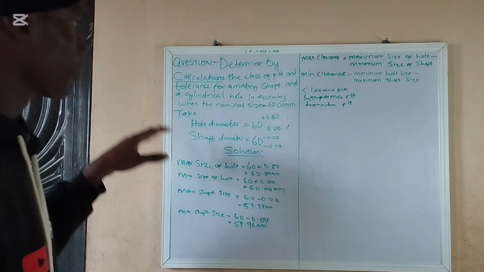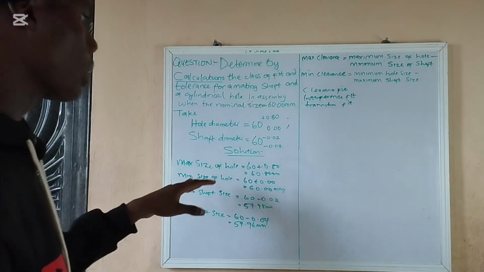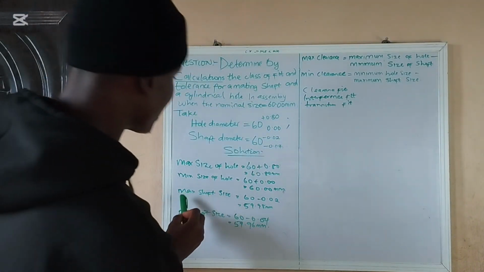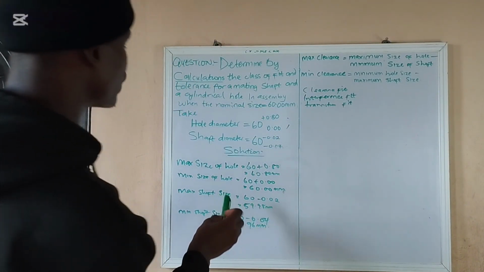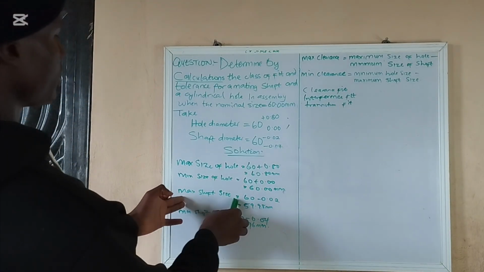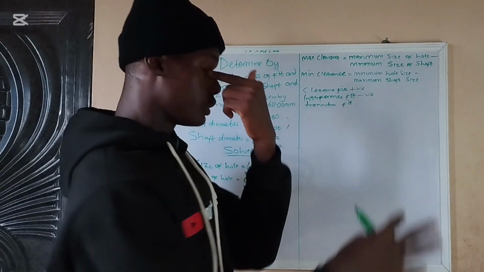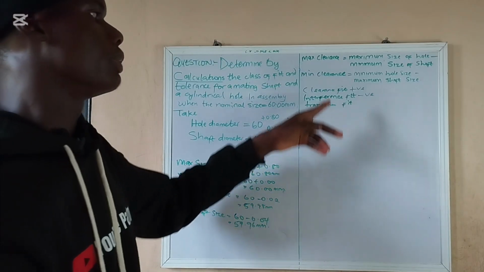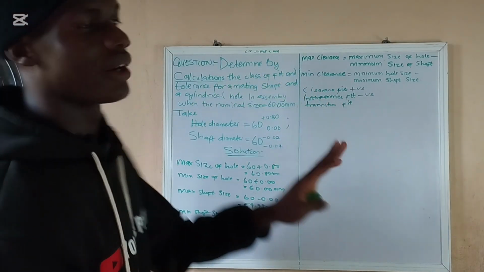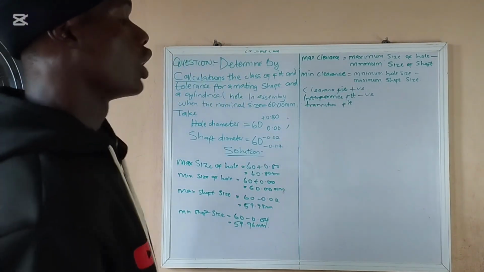For a clearance fit, the maximum shaft size is going to be less than the minimum hole size. But for an interference fit, the maximum shaft size is going to be greater than the minimum hole size. As we can see here, the maximum shaft size is less than the minimum hole size, so it is definitely a clearance fit. Meanwhile, a transition fit can be a clearance fit or an interference fit, depending on the tolerance.